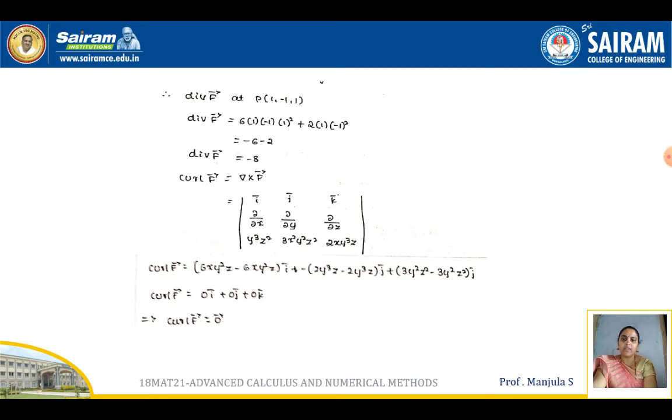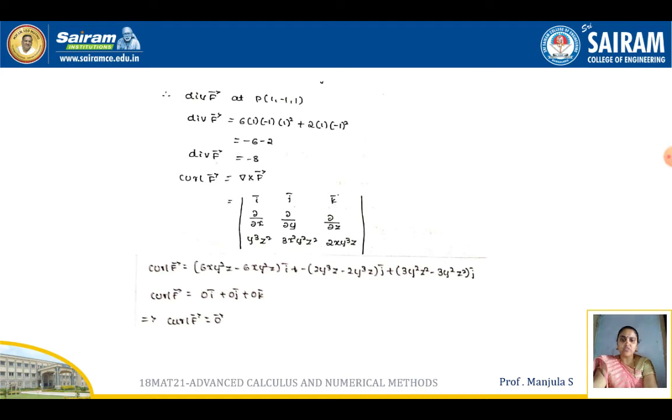Now, the divergence of vector f we have got. Next we'll find curl f, del cross vector f. First we should write the definition of curl f: the first row is i cap, j cap, k cap. In the second row, dou by dou x, dou by dou y, dou by dou z. In the third row, you substitute the coefficients of i, j, k of vector f, that is y cube z square, 3 x y square z square, 2 x y cube z. Now we have to simplify this determinant.